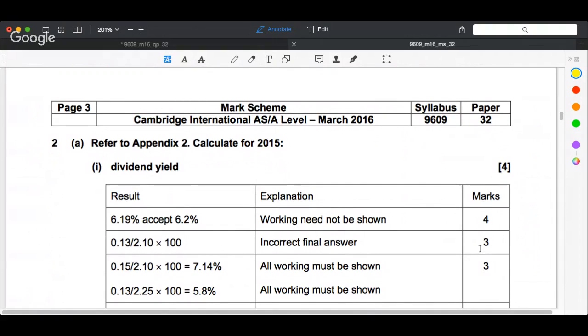But with an incorrect final answer, we'll give you 3. So could you get 6.19, but you just didn't know how you got it? Yes, it is. Or could you not get it? I'm not very good at numbers, so I can get them, but I managed to find a formula. Okay. I sort of know how to work it out, but you want to know a bit more about it?